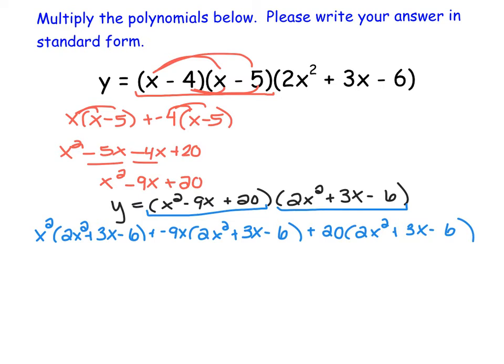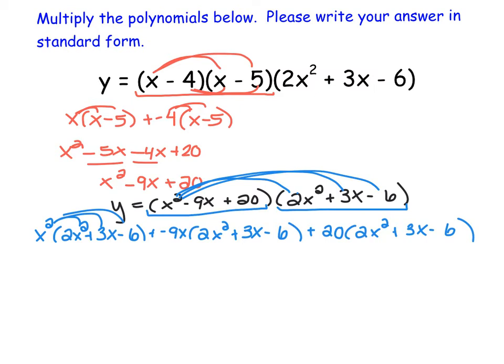You can also use where we did x squared times 2x squared, x squared times 3x, x squared times negative 6, and repeat that with each term in the first parenthesis. It doesn't matter. I'm just writing it out with that line underneath because it allows me to visually see I'm taking x squared and multiplying it by all three. I'm taking the negative 9 and multiplying it by all three in the second parenthesis, and the 20 and multiplying it by all three in the second parenthesis.